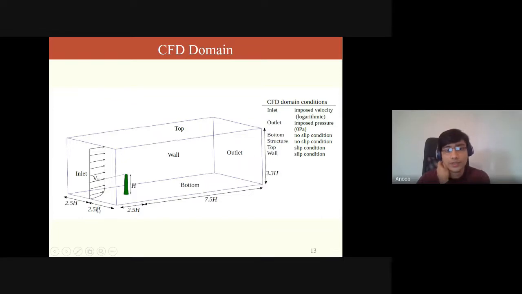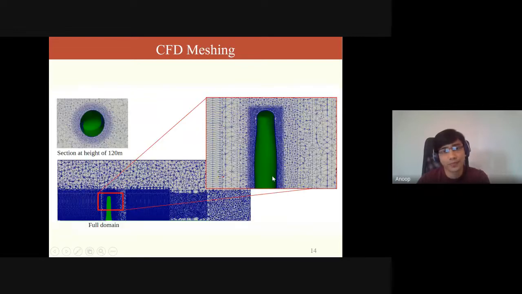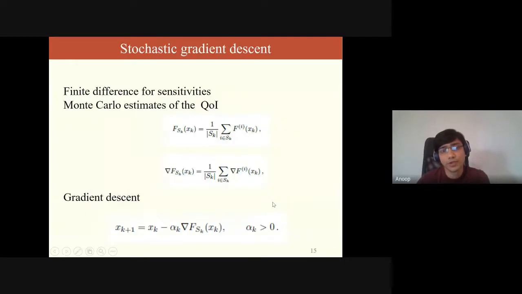And we use a standard height and length for the domain as shown here. And we use a slip condition at the top and wall. And on the bottom and the structure, we use a no slip condition. Right. So for each of these geometries, we used mesh refinement to get a body fitted mesh and then use our CFD to solve it.